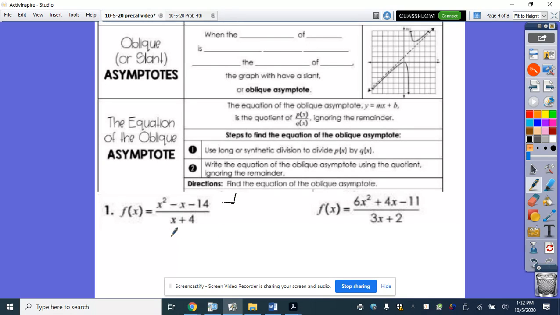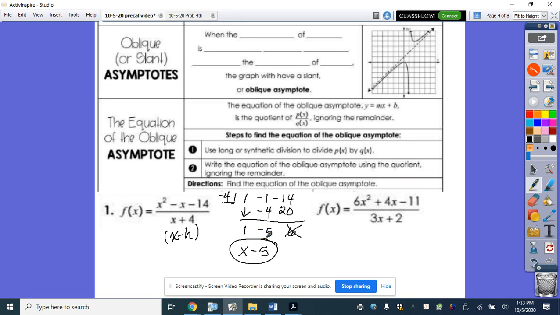Remember that with synthetic division, the function has to be an x minus h. So this is actually going to be a -4 that goes in here. And then I need the coefficients of all my terms. So 1, -1, and -14. Bring down your first number. That's a 1. 1 times -4 is -4. You're adding. -1 plus -4 is -5. -5 times -4 is 20. And that gives me 6, but I don't care about the remainder. So this is x minus 5 is my result.